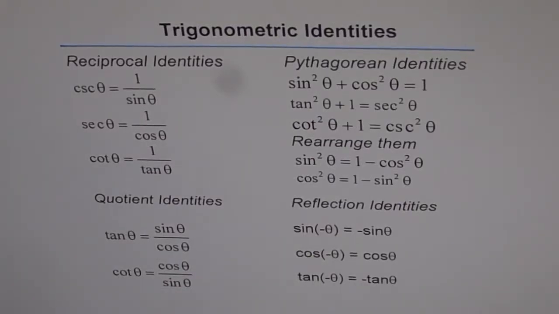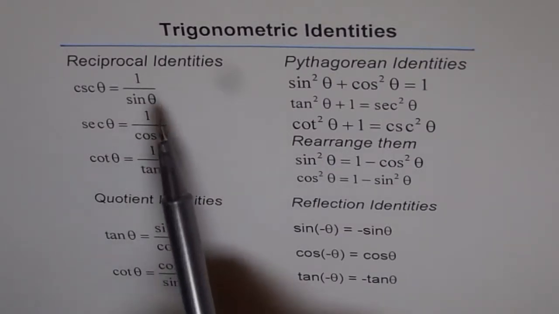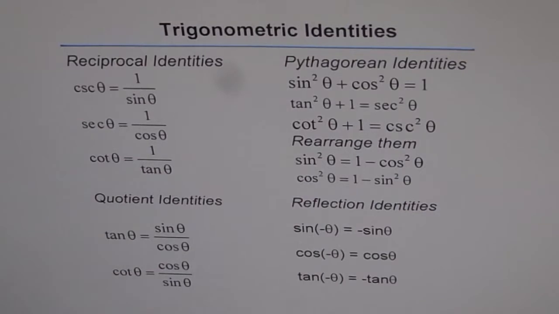Here is a sheet which you may always need for proving trigonometric identities. Here I have 4 different types of identities. In the following videos I am going to prove these identities by themselves, okay? But have a look at it. Reciprocal identities, Pythagorean identities, quotient identities, and reflection identities. These are the 4 basic trigonometric identities which we use to prove trigonometric identities, okay? So let's look into them one by one.